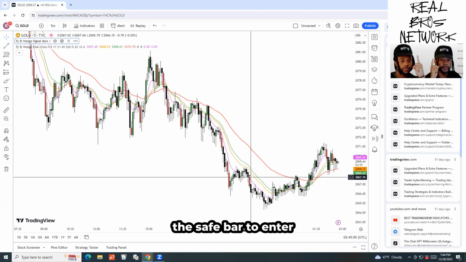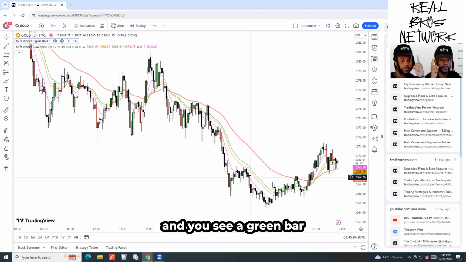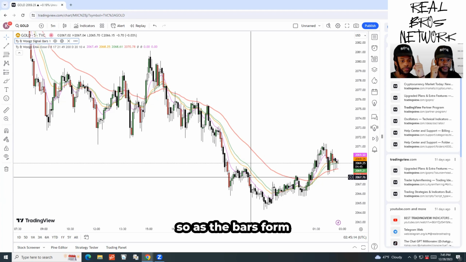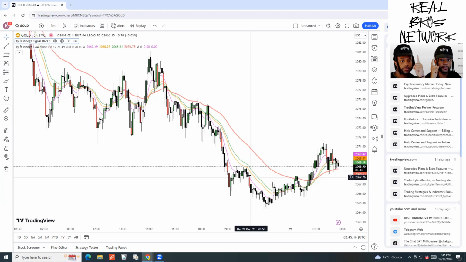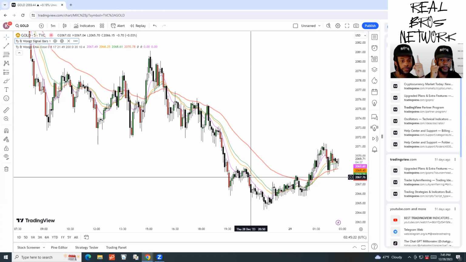The safe bar to enter on a buy is when the price is above the green line, above the red line, and you see a green bar. Now this is all real-time trading. So as the bars form, once the bar closes, it'll change. It determines the color. It determines if it's a good bar or if it's a bar that you should not take a trade on, like a white or black bar.